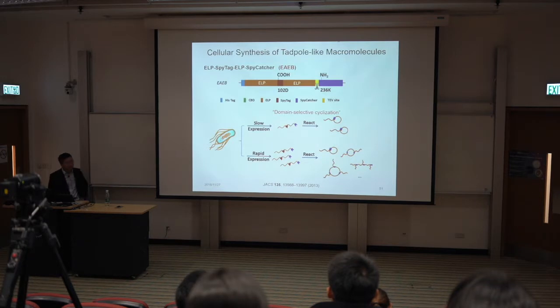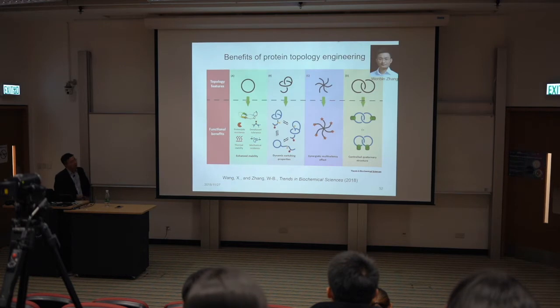You can also move one of the reactants into the middle of the gene. You can make catapult-like molecules. My colleague, Professor Zhang Wenbin at Peking University, further demonstrated that with these newly generated protein tools, they can create unconventional protein molecules with diverse topologies.